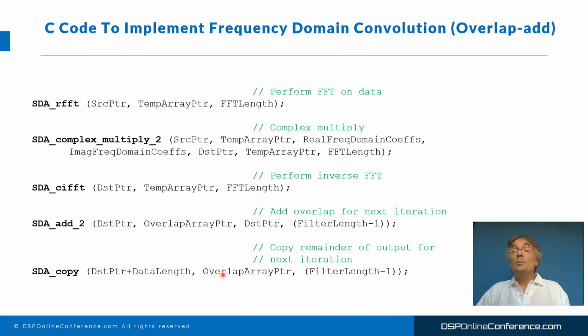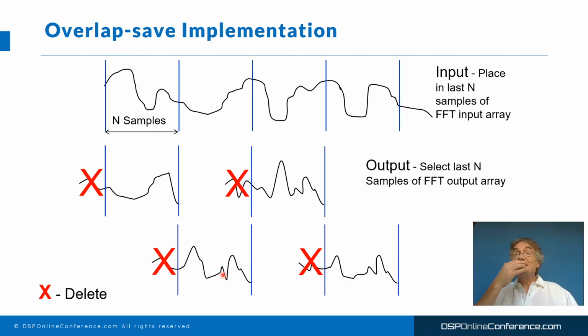So I said that there were 2 approaches. One is overlap and add, the other is overlap and save. In the overlap and save method, the pre-roll for the filter is discarded rather than being added into the convolution output operation. So we would discard the pre-roll.